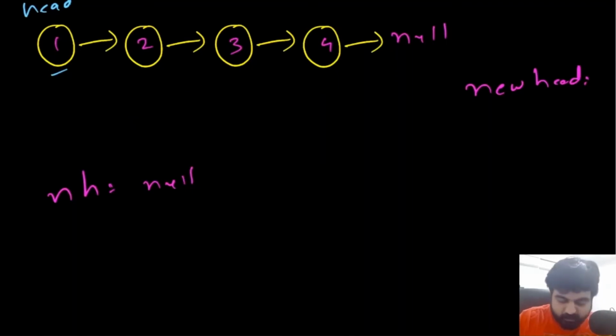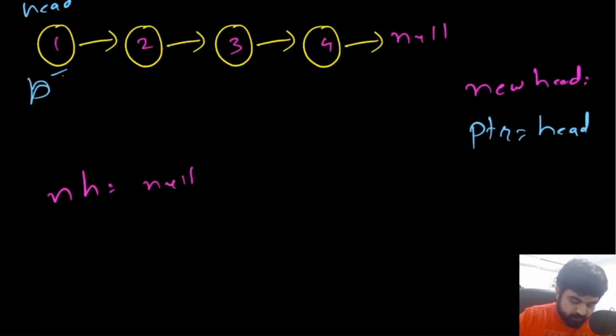For that, what we can do is create a pointer node, and this pointer node we are going to initially assign to the value of the head pointer, and then we will use the pointer node to move towards the next values. So let's just create a new pointer node in this case.